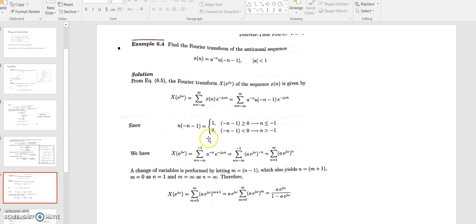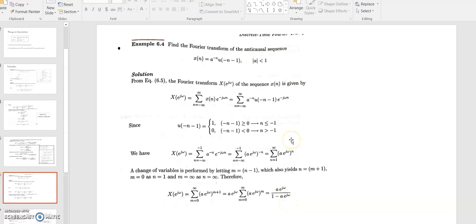So now apply the discrete time Fourier transform formula. Here we have applied it in a similar way. We have taken this value of x[n] here and taken this u[-n-1] into the summation. After taking it into the summation, making it a GP and solving, we will have X of e to the j omega equals a e to the j omega upon 1 minus a e to the j omega.